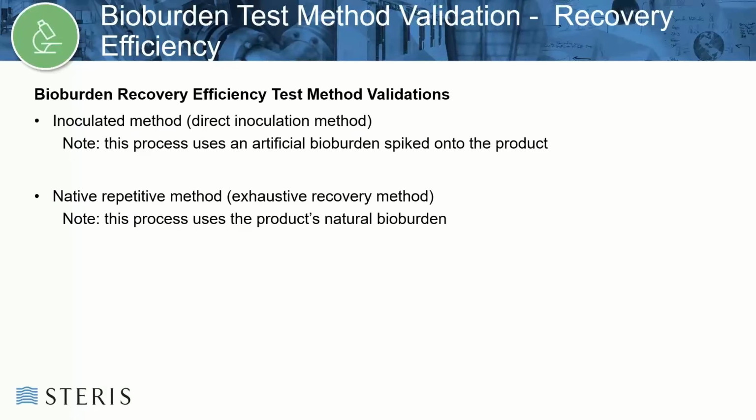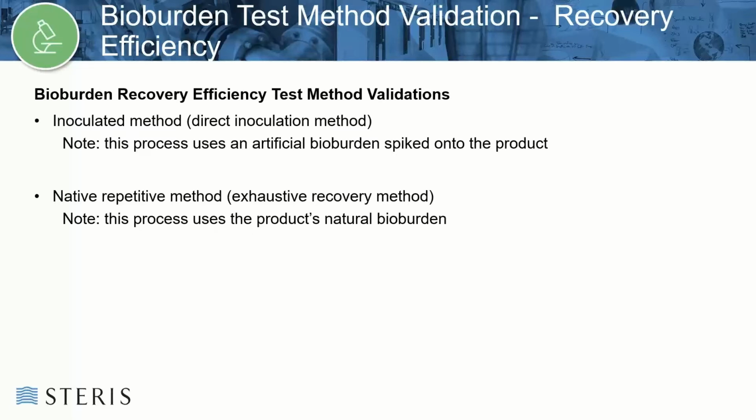There are two options for bioburden test method validation identified in the ISO 11737-1 standard. The first is the inoculated method, often referred to as direct inoculation method, which uses an artificial bioburden spiked onto the product. Efficiency is measured by sample recovery against that of the inoculum spike population.